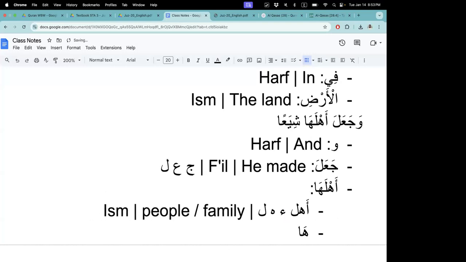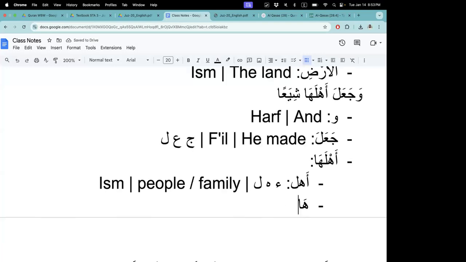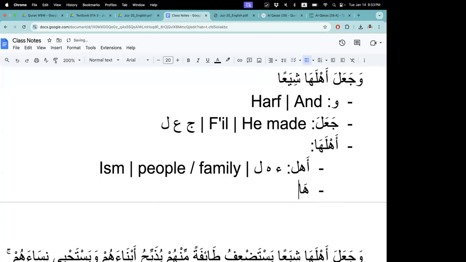Okay, we have ahl. Then we have ha. Ha actually means she or it. Okay. He made its people shi'an. What did he make them into? Right? What did he do with the people of the land? He made them into groups, divided and then conquered and ruled. Okay. Subhanallah. This is the playbook of the colonialists. They take and they divide and they rule.